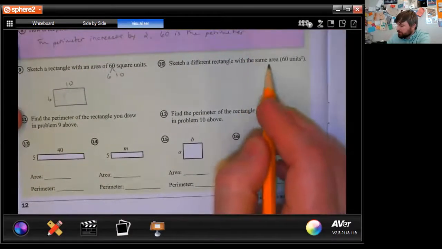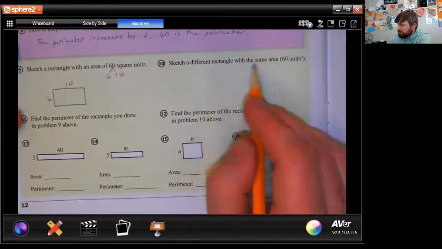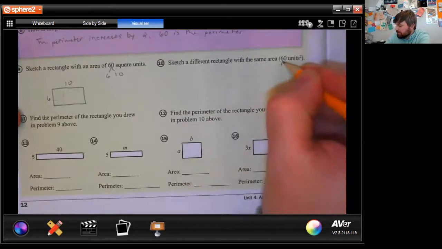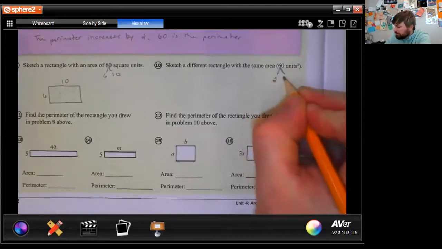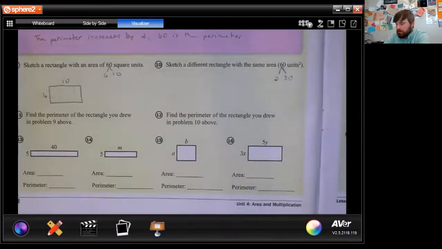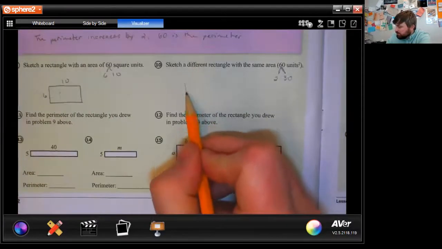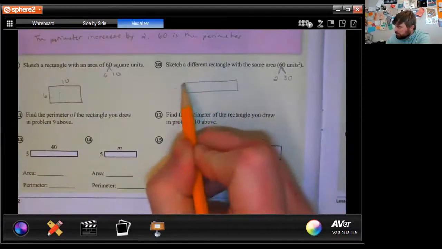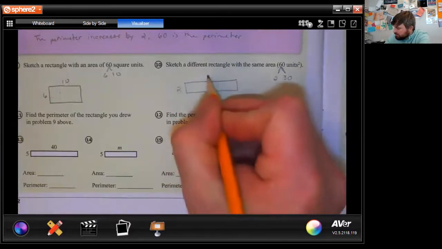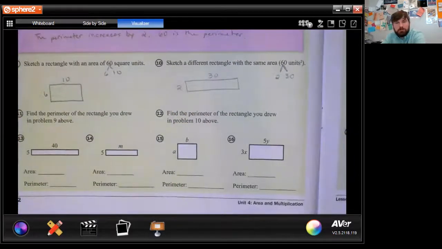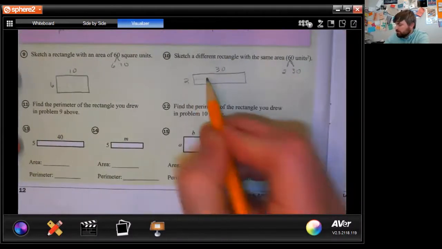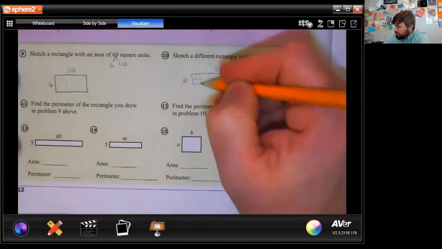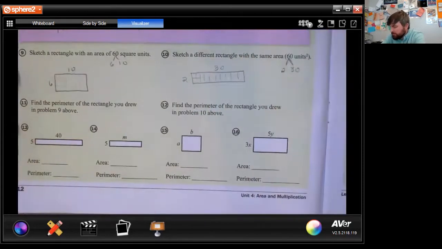Sketch a different rectangle with this same 60 units. So let's think of two other factors of 60, maybe 2 and 30. So that rectangle would be 2 times 30, and 2 times 30 makes 60. So again, there's only two rows, and in this case, 30 columns.